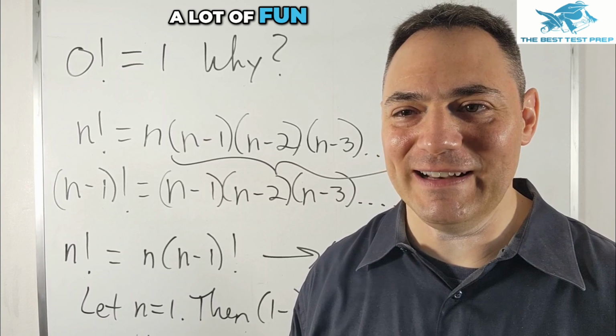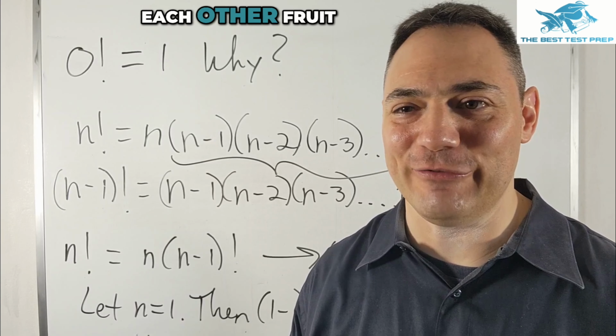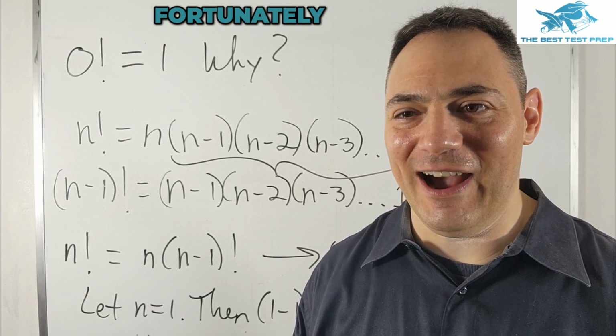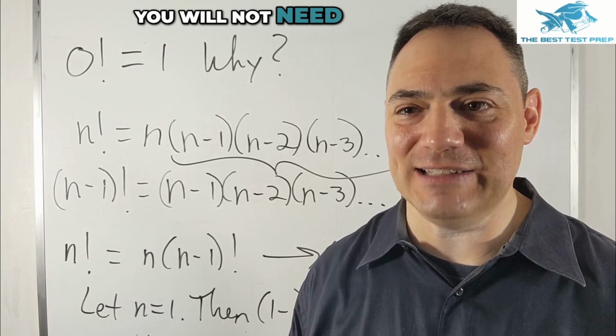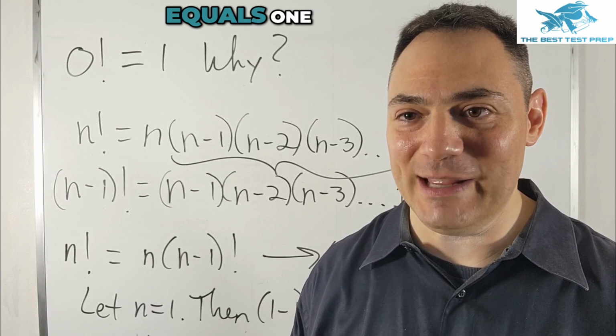Now, this has been a lot of fun. In an ideal world, we'd be sitting under trees all day, feeding each other fruit. Fortunately, on the GRE and GMAT, you will not need to use 0 factorial, but it is very interesting regardless that it equals 1.